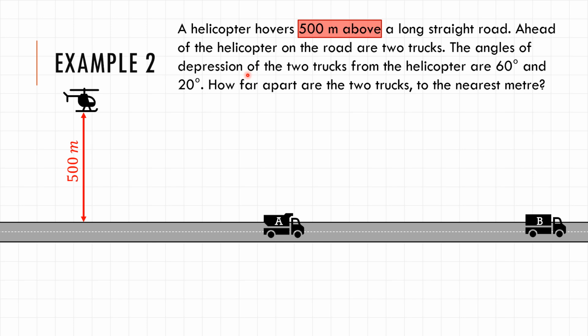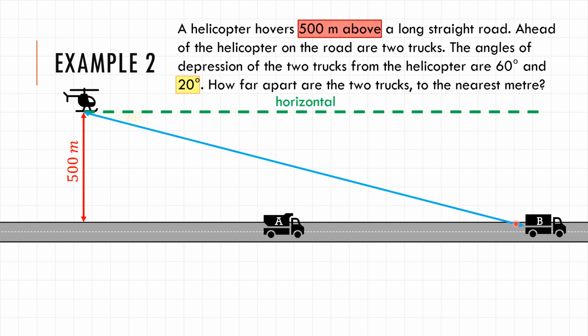Now remember, an angle of depression is, imagine the helicopter was looking straight horizontally and we rotated to look downwards. That's the angle of depression, and that angle should be 20 degrees. So from the helicopter, if we look straight at this truck B, the angle that we have created between that line of sight and the horizontal is 20 degrees. And very similarly to the other truck, it's 60 degrees. So just like that, that angle would be 60 degrees.